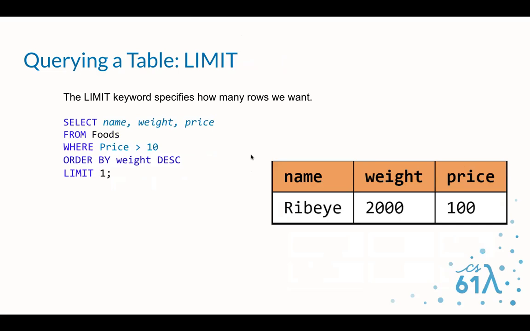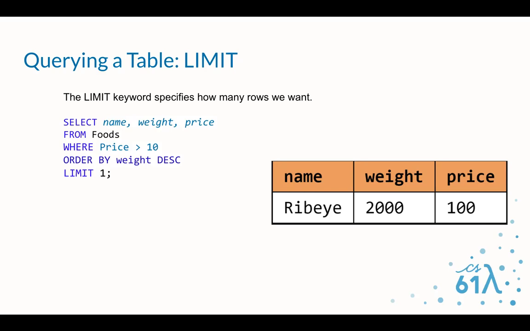Limit is when we want to specify how many rows we want. Let's say we have a table with hundreds of rows, but we only want to take 10 rows out of that. Let's say we want to take the 10 rows with the highest weight. For this example, we're taking the row with the exact highest weight because we only did limit 1. But for the example I'm giving, let's say we did limit 10.